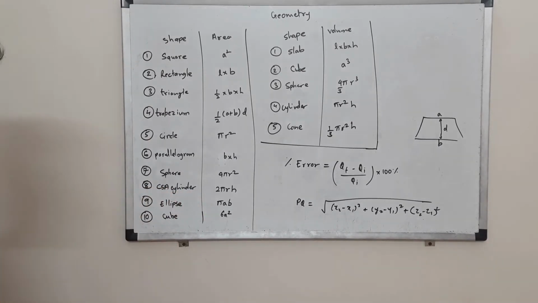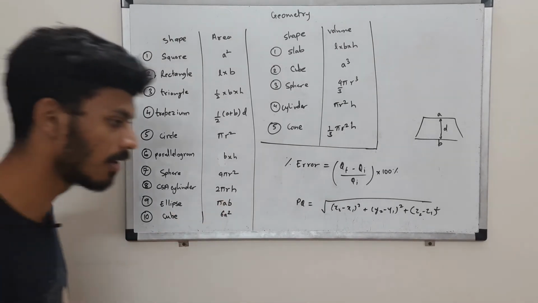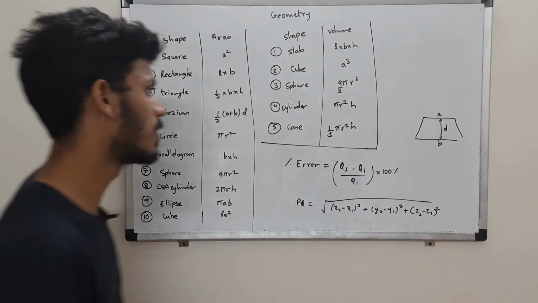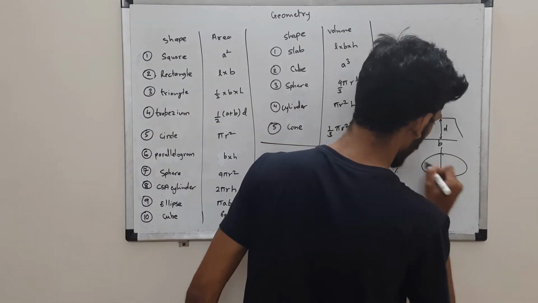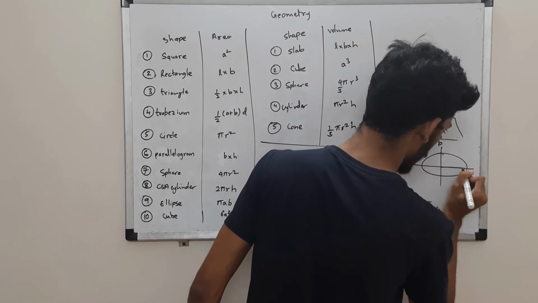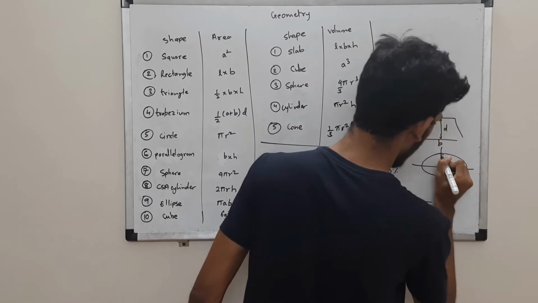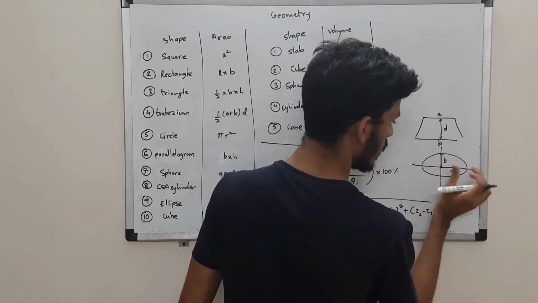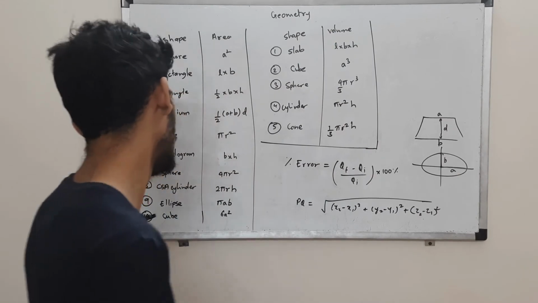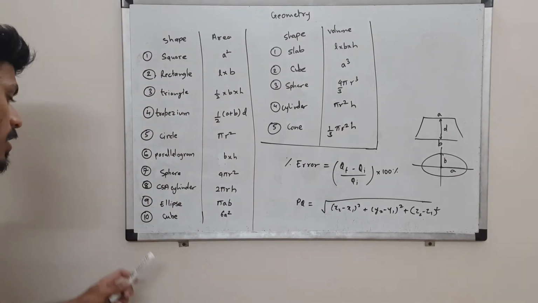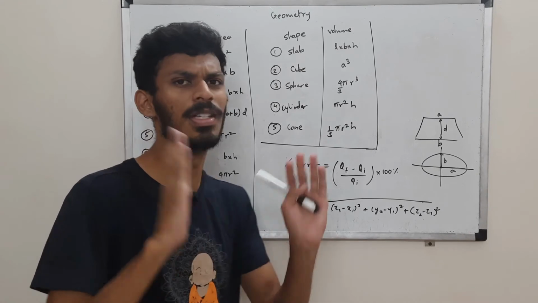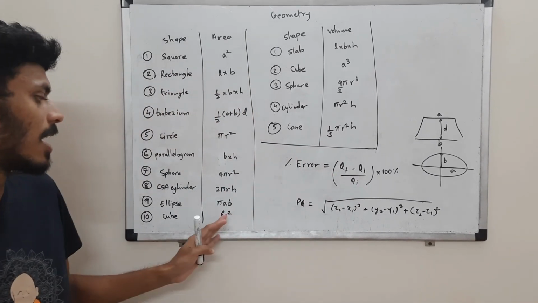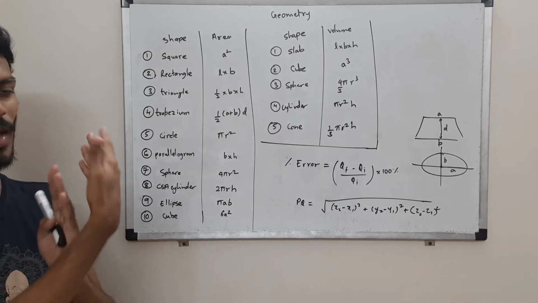Ellipse, it's basically pi a b, where a and b are the semi-major and semi-minor axes of the ellipse. If you have an ellipse, a is this distance, the semi-major axis, and b is this distance, from the center to the vertex. So pi into a into b is the area of the ellipse. Cube is made up of 6 squares, so the total surface area of the cube will be 6a square.